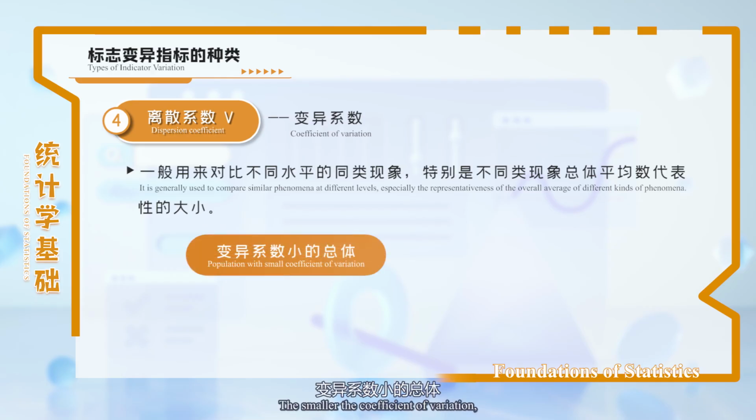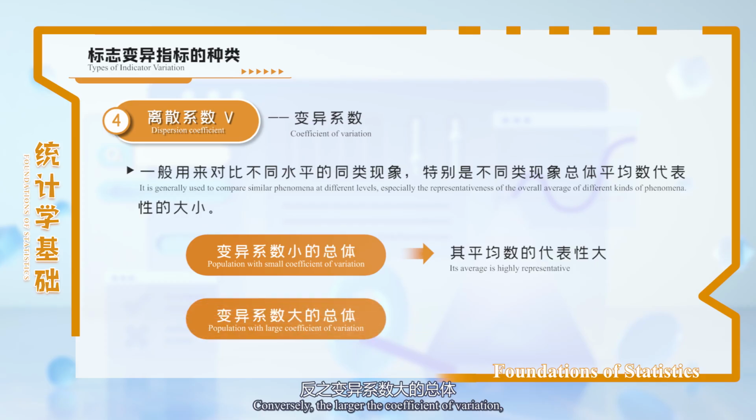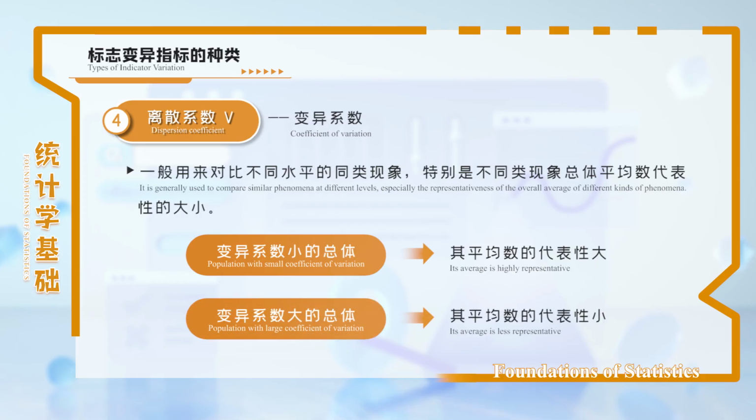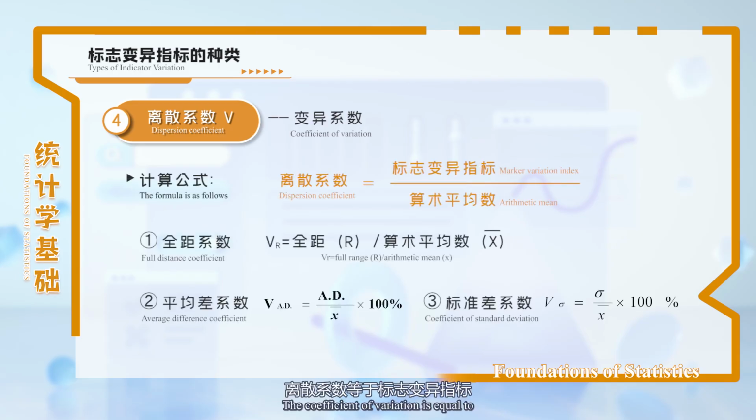The smaller the coefficient of variation, the more representative the average. Conversely, the larger the coefficient of variation, the less representative the mean. Its formula is as follows. The coefficient of variation is equal to the standard deviation divided by the arithmetic mean.